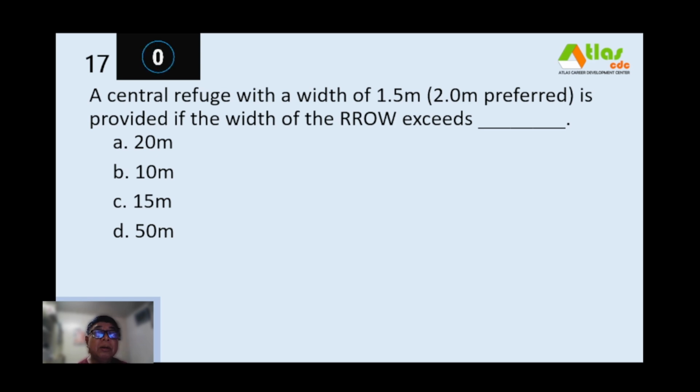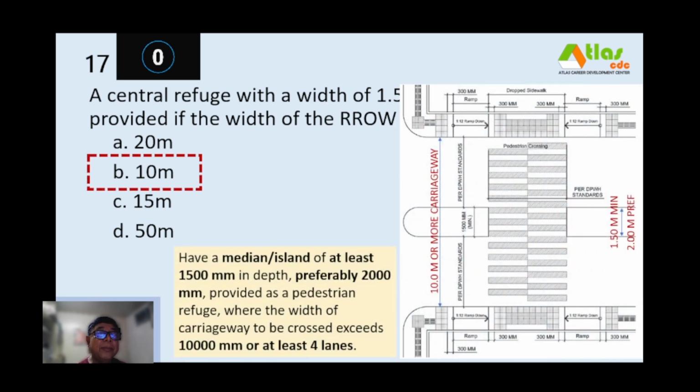And our correct answer is letter B, 10 meters. So have a median island of at least 1.5 meters in depth, preferably 2 meters, provided as a pedestrian refuge where the width of carriageway to be crossed exceeds 10 meters or at least 4 lanes. So pag 10 meters to, no, you need this island. 1.5 meters or 2 meters preferred.